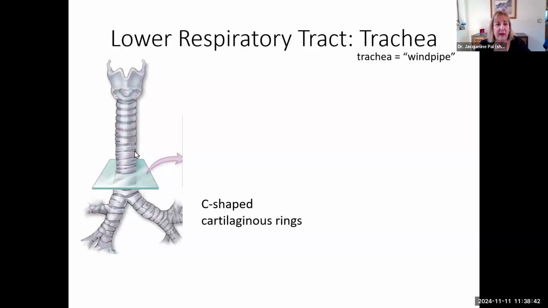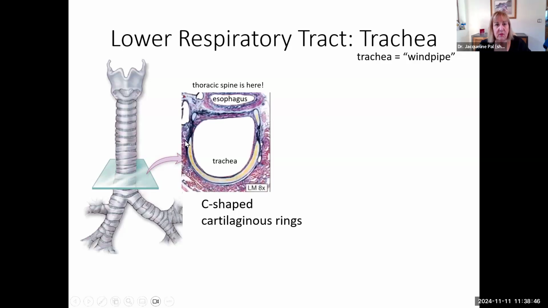So if we do a cross section through the trachea, it would look like this. So in yellow, that is showing the piece of cartilage, and this opening is showing the space of the trachea. And the whole point of the cartilaginous ring is that it prevents the trachea from collapsing down on itself. So you're asking, well, why isn't it a complete circle of a ring? Well, let's look to see what is behind the trachea.